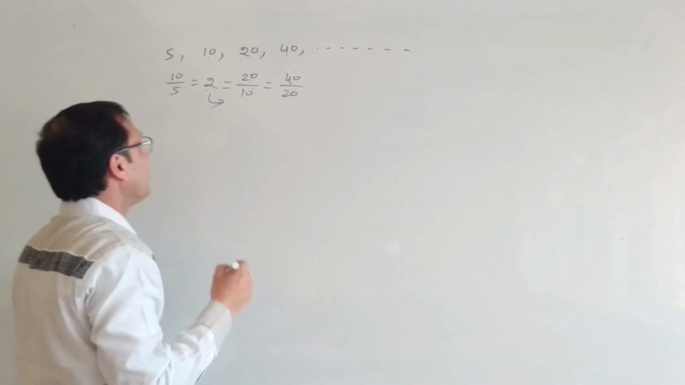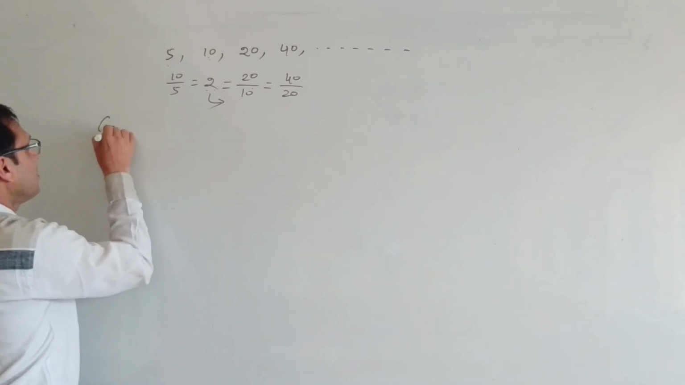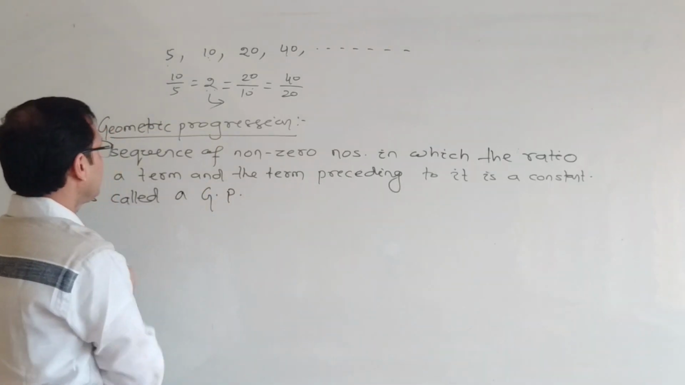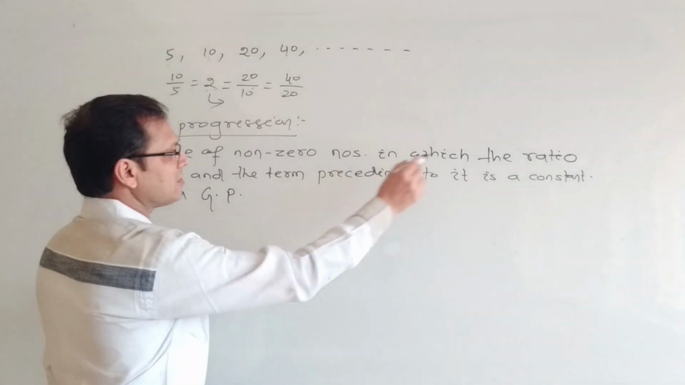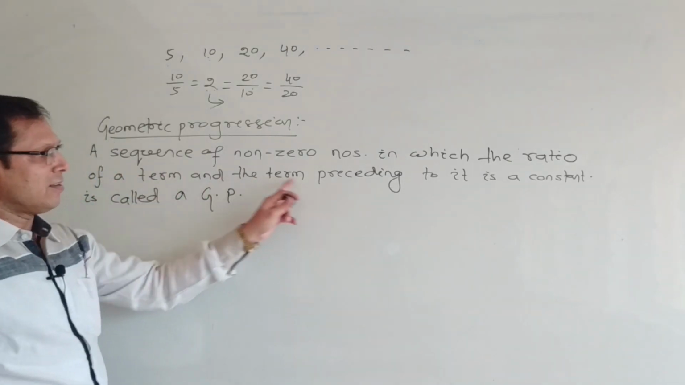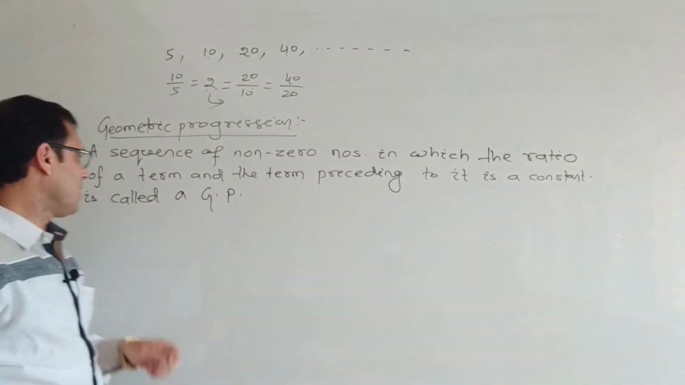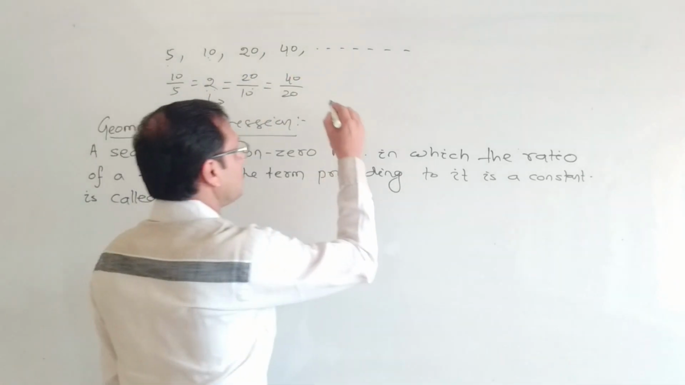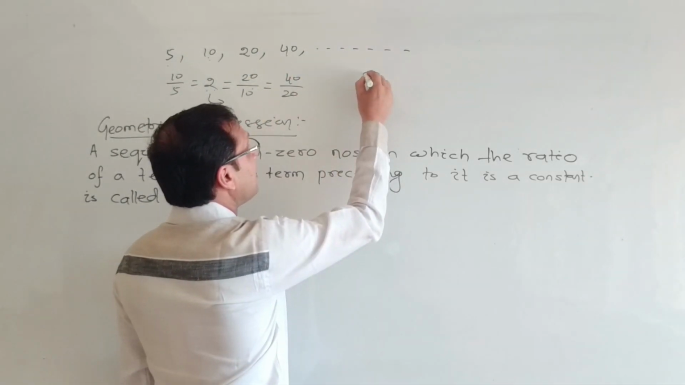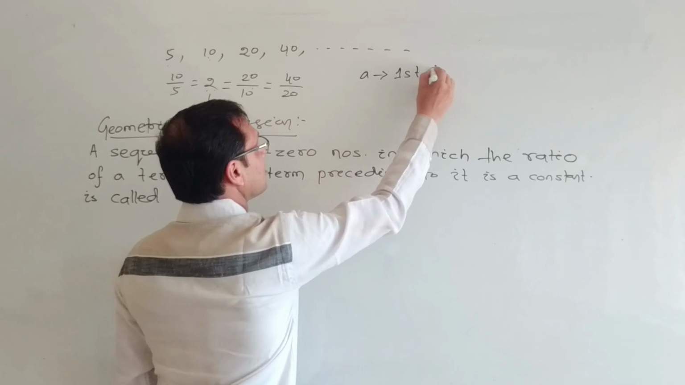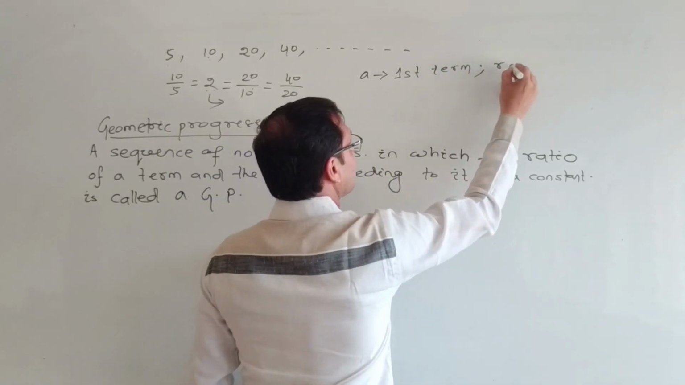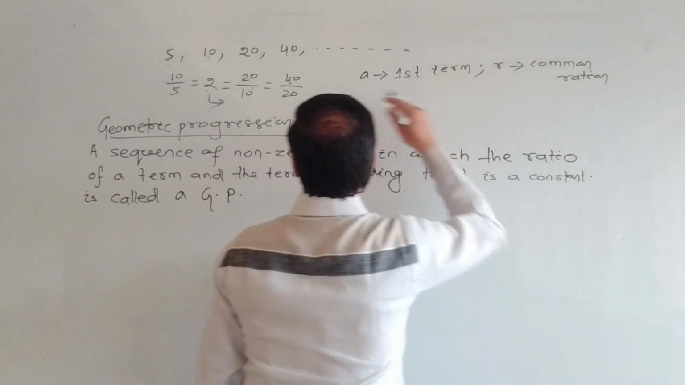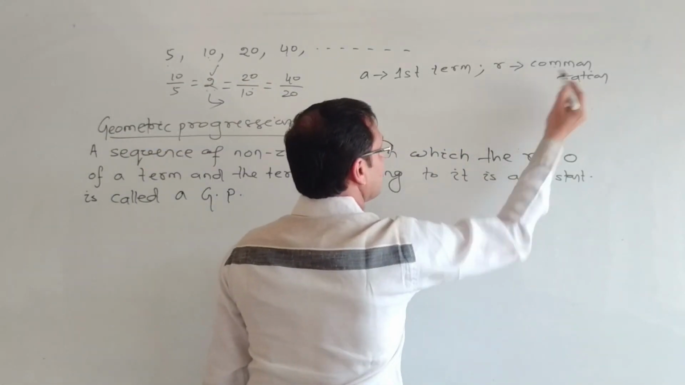From this we conclude that we can write the definition of the geometric progression. A GP is a sequence of non-zero numbers in which the ratio of a term and the term preceding it is a constant. That's why this is one type of geometric progression. If A is the first term of the GP, and R is the common ratio, this constant ratio is called the common ratio of the GP.